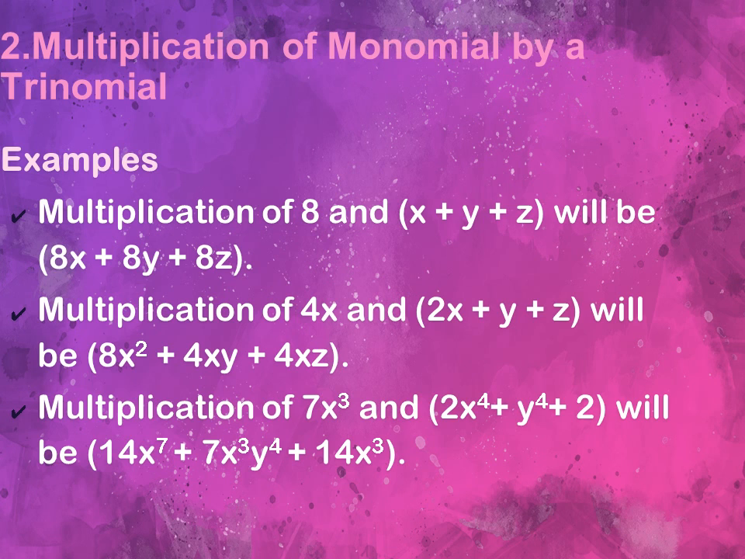Third, multiplication of 7x raised to power 3 and 2x raised to power 4 plus y raised to power 4 plus 2. Here again we will multiply the 7x cube with each term in the bracket. So 7x cube into 2x raised to power 4 will be 14x raised to power 7, plus 7x cube into y raised to power 4 is 7x cube y raised to power 4, plus 7x cube into 2 is 14x raised to power 3.